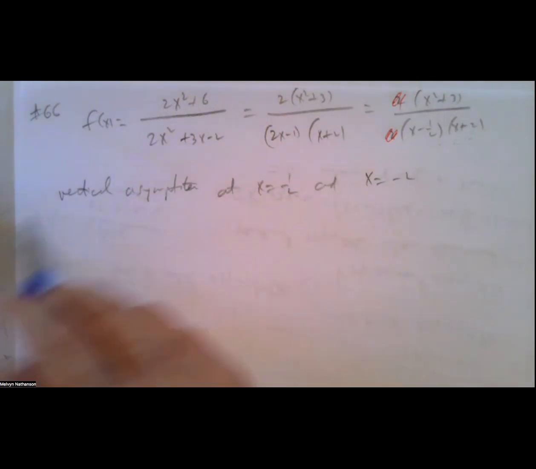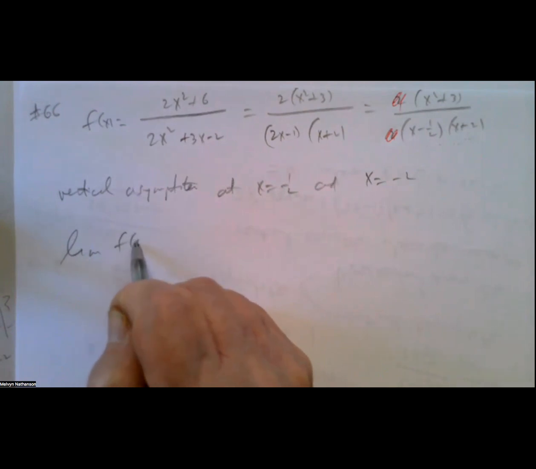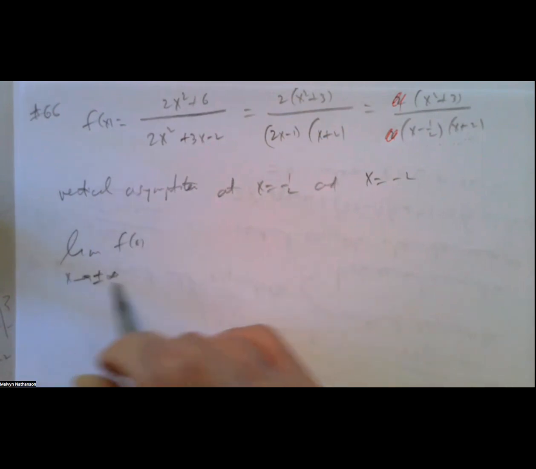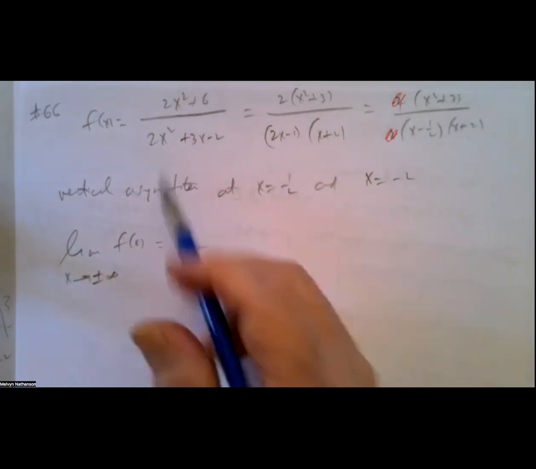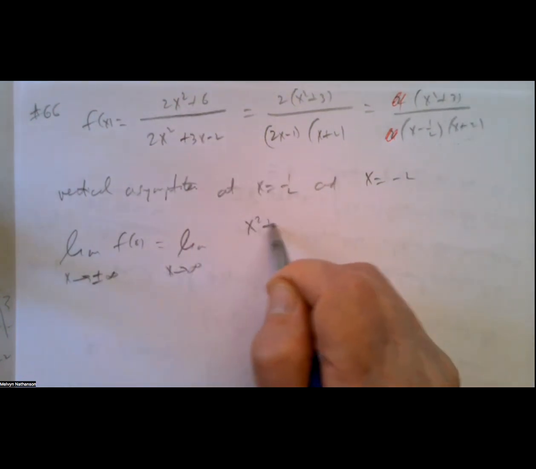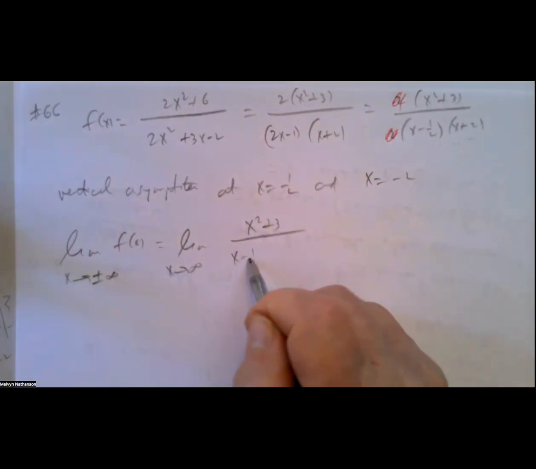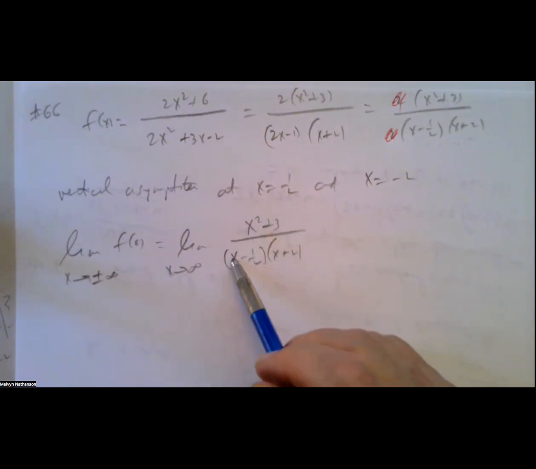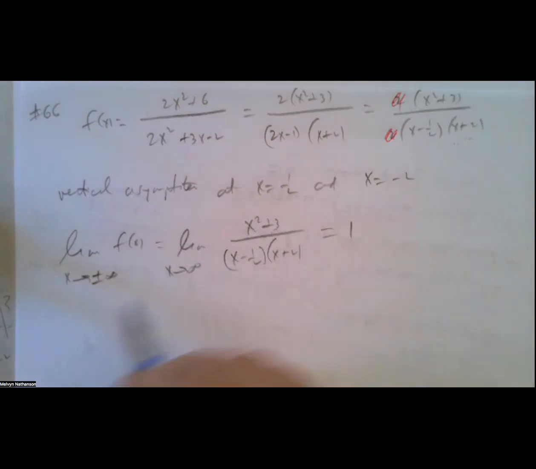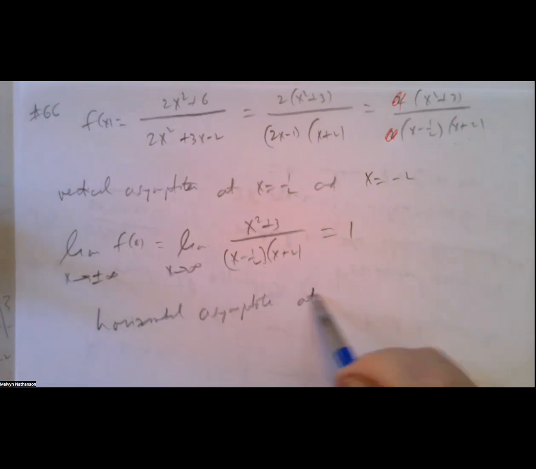And it's also the case if you take the limit of this function f of x as x goes to either plus or minus infinity, that's the limit as x goes to infinity of, well, I can write it either way, x squared plus 3 over x minus a half, x plus 2, but these are both quadratic polynomials, x squared over x squared. This limit is 1. So this means we have a horizontal asymptote at the line y equals 1.